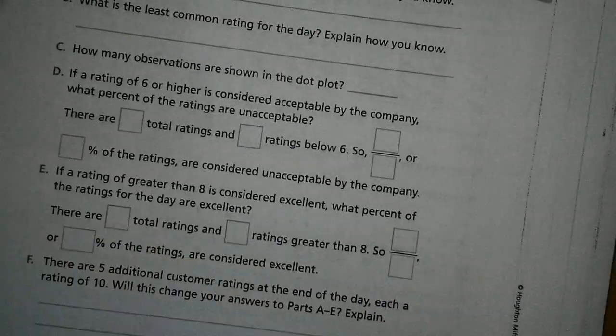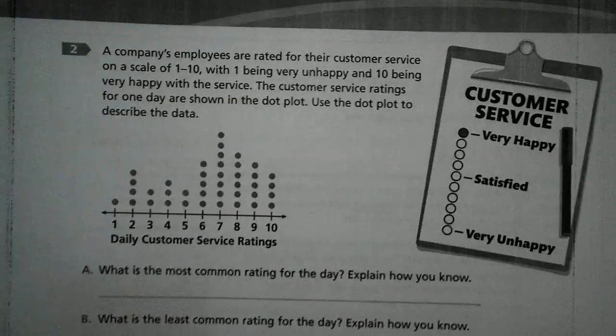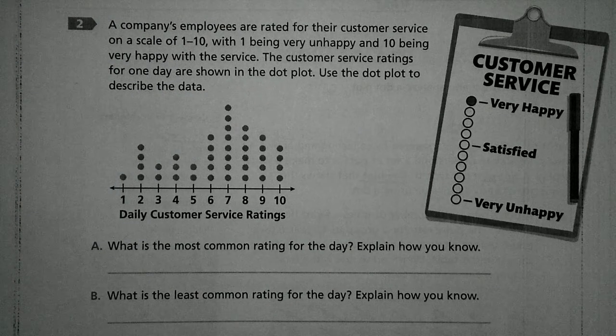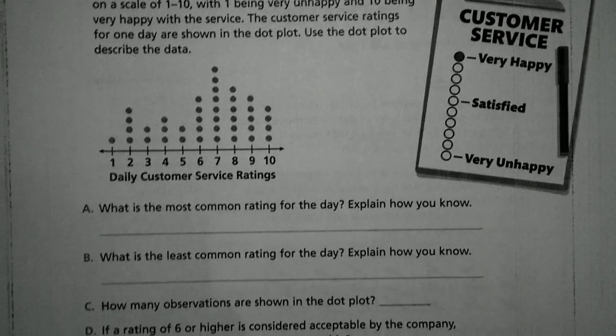All right, so look at the back. They've already plotted it for us, right? It says a company's employees are rated for their customer service on a scale of 1 to 10, with 1 being very unhappy and 10 being very happy with the service. The customer service ratings for one day are shown in the dot plot. Use the dot plot to describe the data.